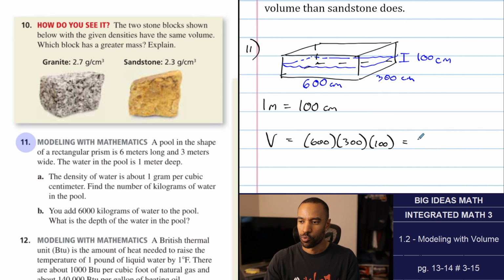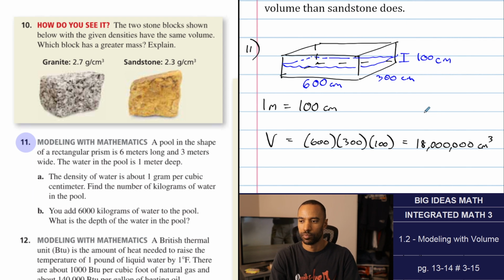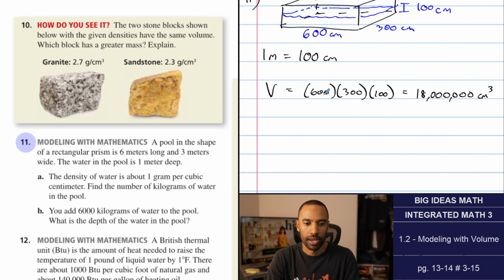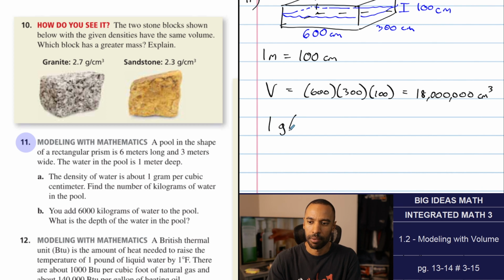6 times 3 times 1 is 18, followed by several zeros. 1, 2, 3, 4, 5, 6. So 18 million cubic centimeters. I trust my own math with that. Density of water is 1 gram per cubic centimeter. So 1 gram per cubic centimeter. And we have how many grams?